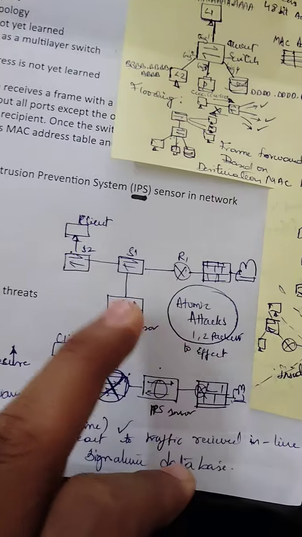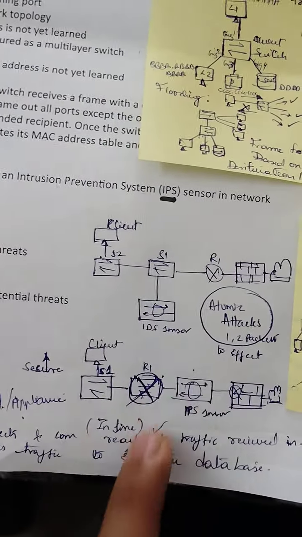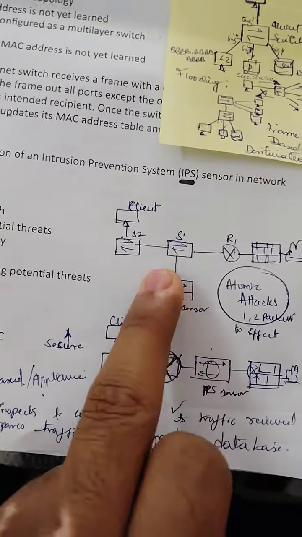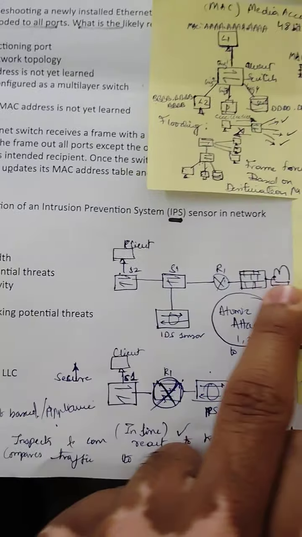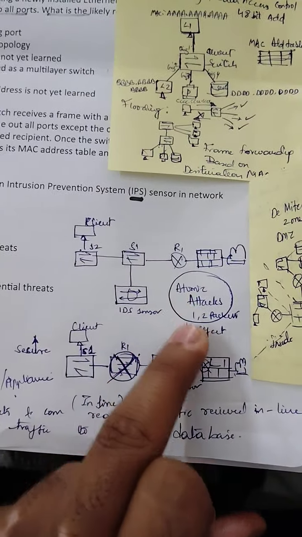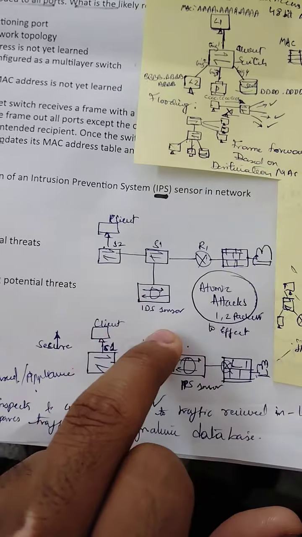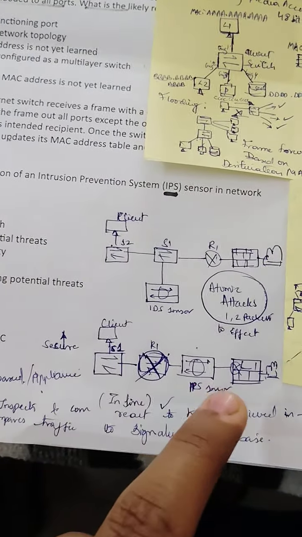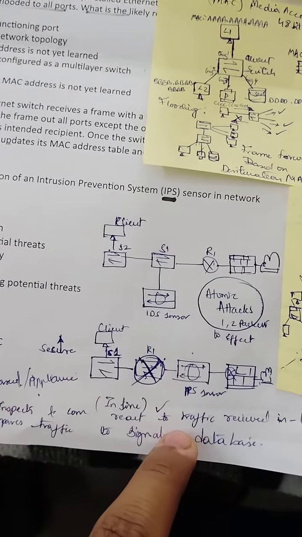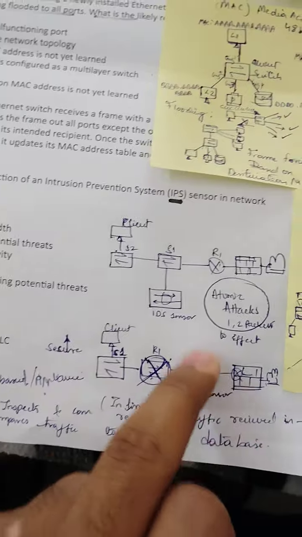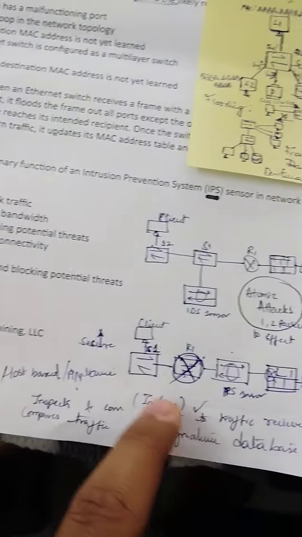The same thing happens with an IDS or IPS sensor. Here the file gets copied. If you have an atomic attack, you cannot prevent it with IDS. So the more secure option is the IPS sensor, the intrusion prevention sensor. This is the intrusion detection sensor.